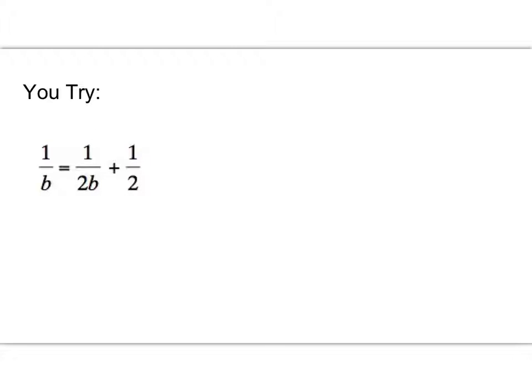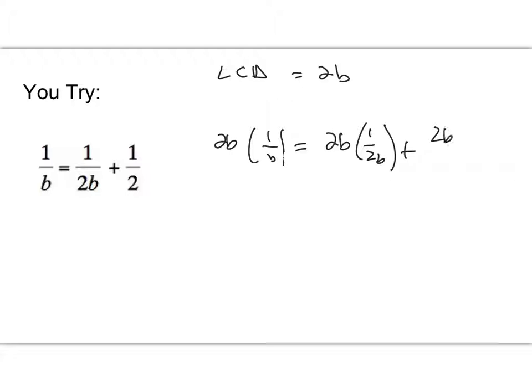Okay, you should know that the lowest common denominator here is 2b. That means I'm going to multiply every single term by 2b. So 2b times 1 over b equals, oh, that's an equals there. There's my little eraser. There we go. Back to the pencil. 2b times 1 over 2b plus 2b times 1/2.